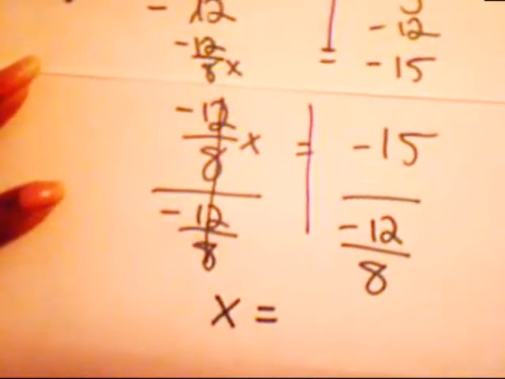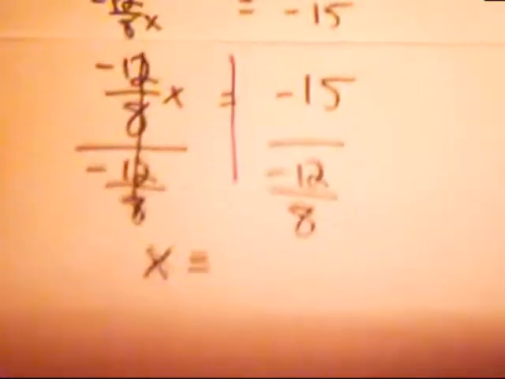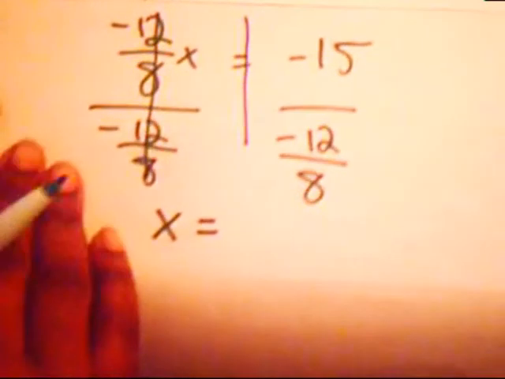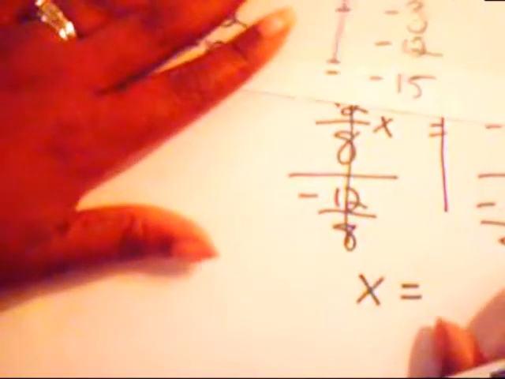Okay? Guys, again, we're in some trouble because if you don't remember how to divide fractions and whole numbers, you won't be able to get what the correct answer is in the end. So let's go back over to the green paper one more time, and let's divide negative 15 by negative 12 eighths. Okay, I've got negative 15 being divided by negative 12 eighths. All right.